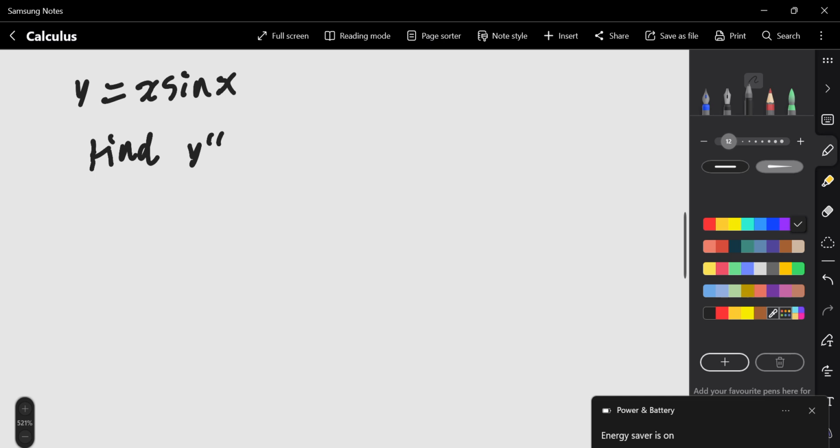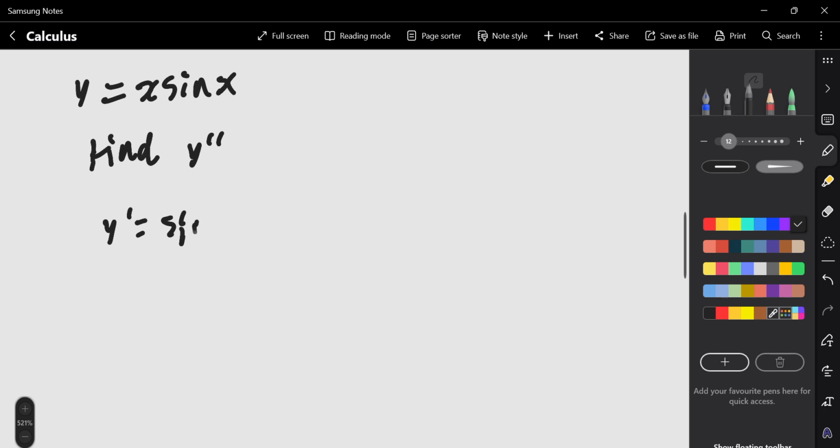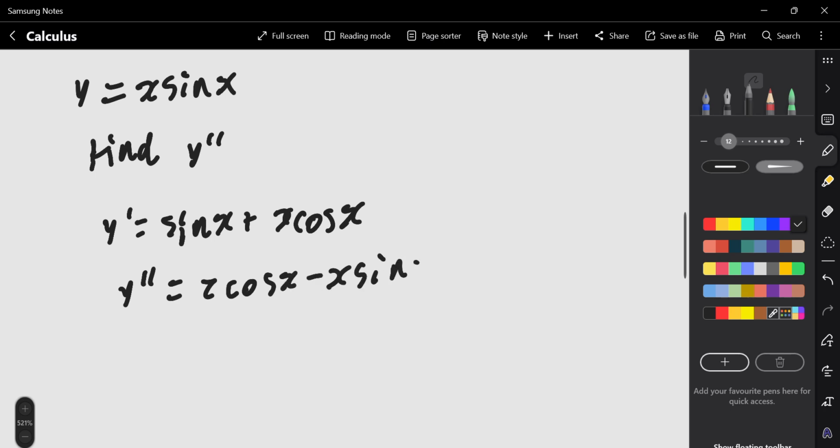You should be getting an answer by now. Let's differentiate. Oh, God. There we go. I think it's charging. Yes, it's charging. Okay. So y prime is going to be sine of x plus x cos x. And so y double prime, differentiate this, you're going to get 2 cos x minus x sine x. Yes. Cool. We have done it.